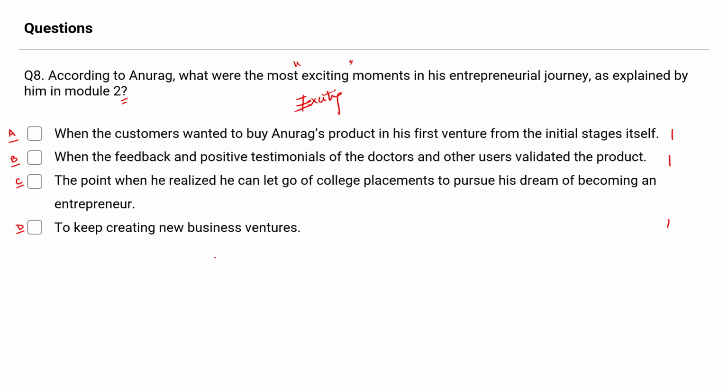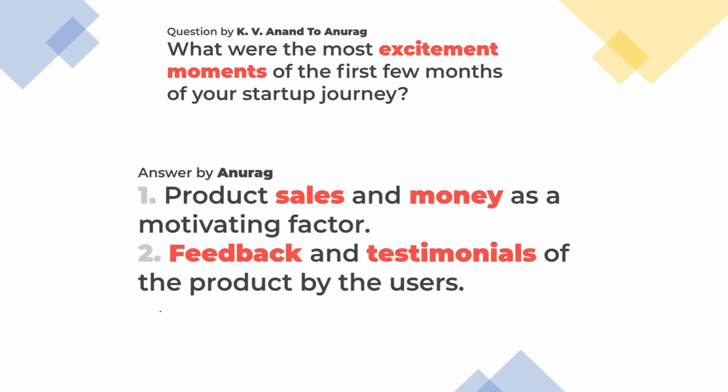All right. Let's validate it with the content. The question is, what are the exciting moments? The answer was product sales and money acted as a motivating factor, which basically means sales basically means people were purchasing his product, and feedback and testimonials of the product by the users.